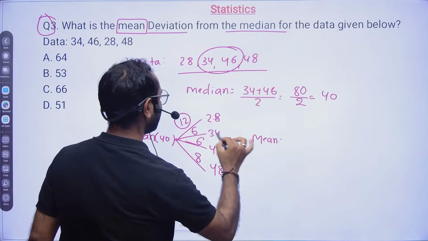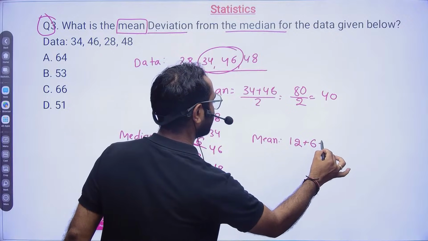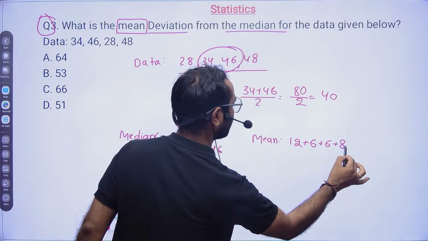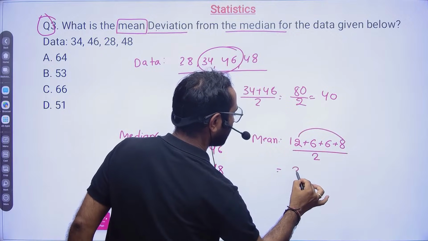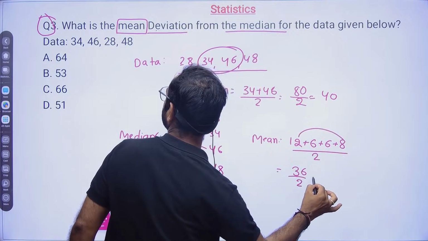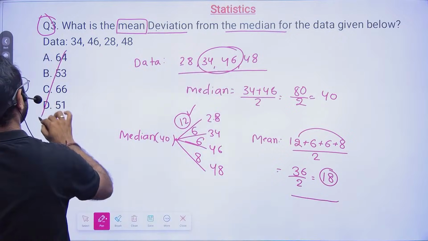So sir, mean will be nothing but, so deviation is 12 here. Deviation is 6. Deviation is 6. Deviation is 8. And then divided by 2. So it will be 20, 36 by 2. It will be 18. So maybe options might be wrong.